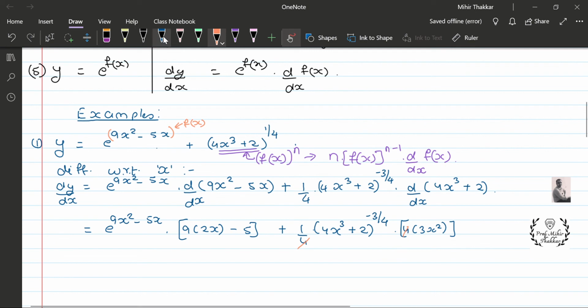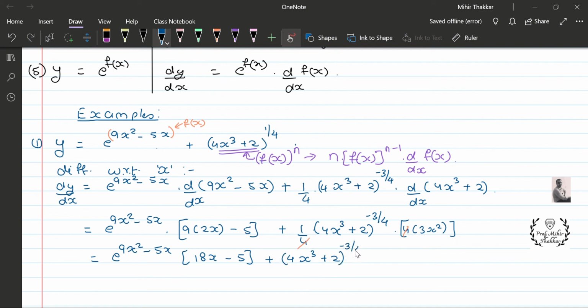So the answer that I get is e raised to 9x square minus 5x, 9 into 2, 18x minus 5, plus (4x cube plus 2) raised to minus 3 by 4 multiplied by 3x square. So this is the way we will be applying our formulas for the composite function.